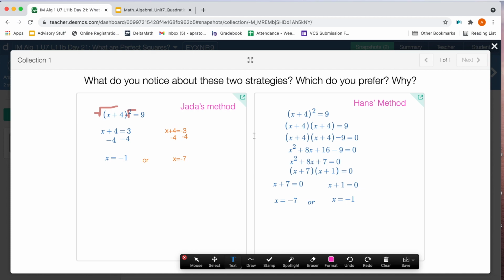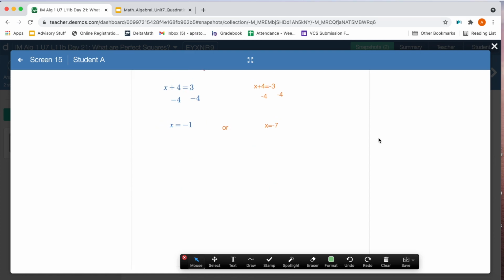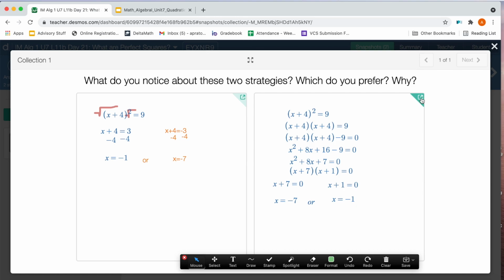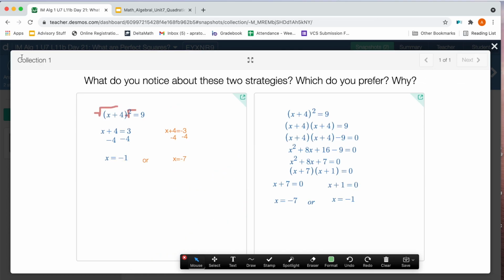When you're asking students to share what they notice, you can choose to start out with, what do you notice about Jada's method? Let me just clear that off. Then you can go back and ask them to share out what they notice about Han's method. So you can focus in on one strategy at a time. In summary, it's really important to give students a chance to look through one another's work and solidify their understanding of the lesson by having this conversation about the differences between the strategies, the things they notice about the strategies, and which method they prefer and why.